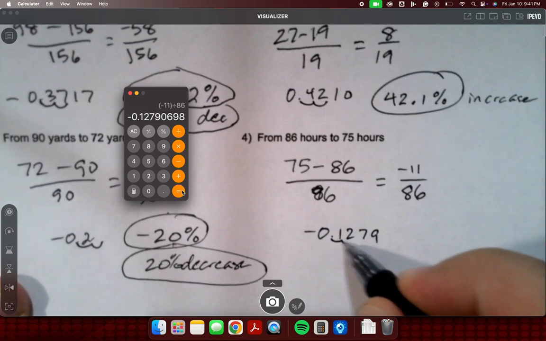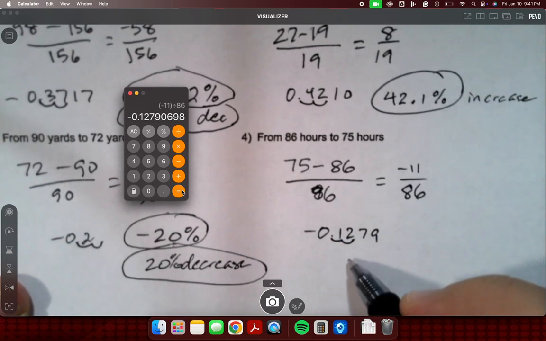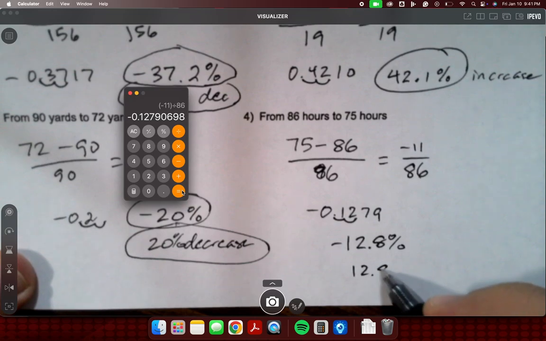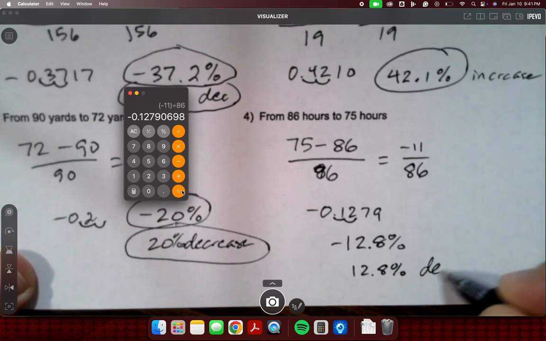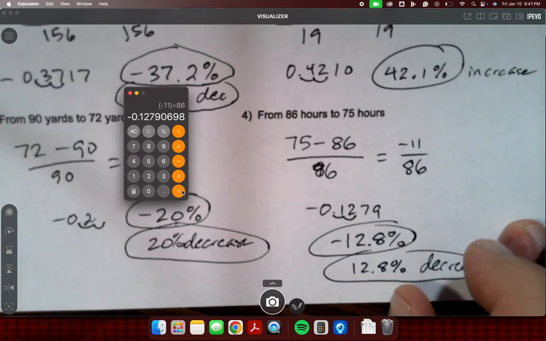So we move the decimal place over twice. So that's 12.7, but that 9 makes us round it up to 12.8. So you could either say a negative 12.8% change or a 12.8% decrease. Those are both correct ways to write the answer.